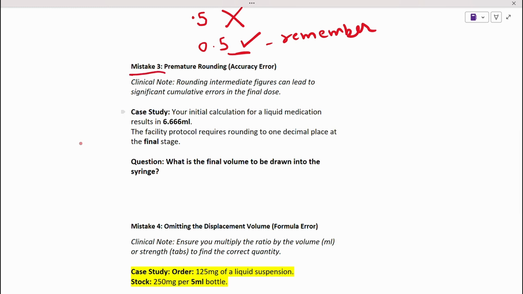Then round to one decimal place. So you can see 6.666 will be 6.7. So it will be our final accurate dose. So never be confused with the 7 mil. So it will be 6.7, right?